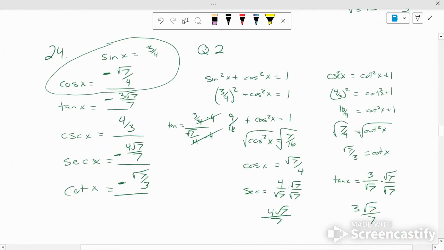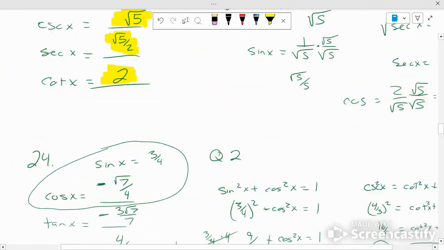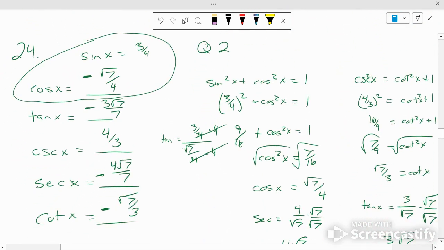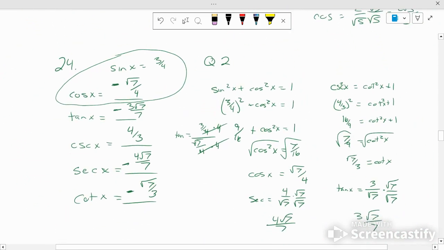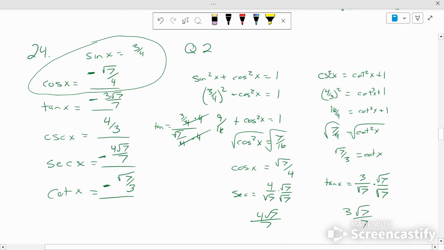And the last one you had to do. We're in quadrant 2. Whoa. We're in quadrant 2. So since we're in quadrant 2, and we know the sine of x equals 3/4, that is positive. All right, let's remember this.